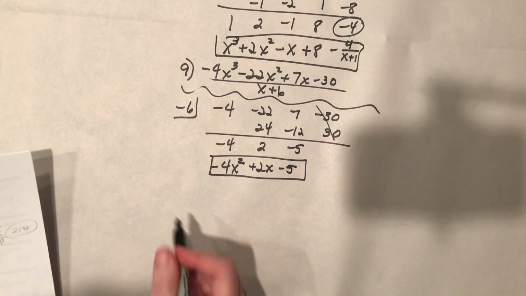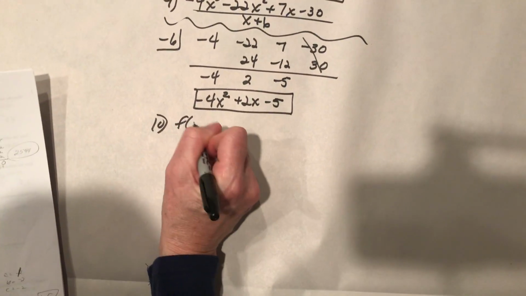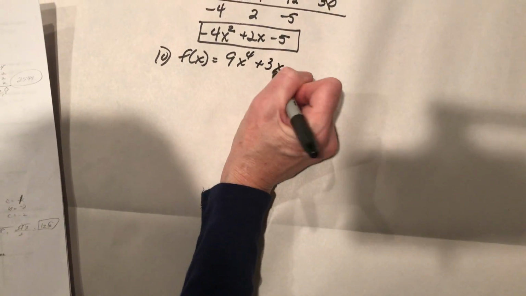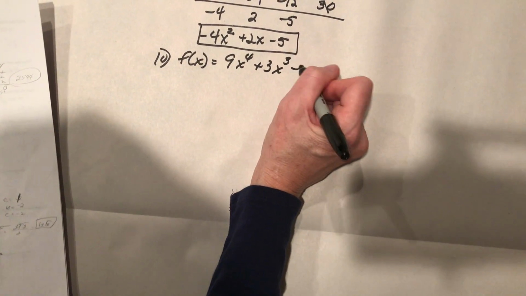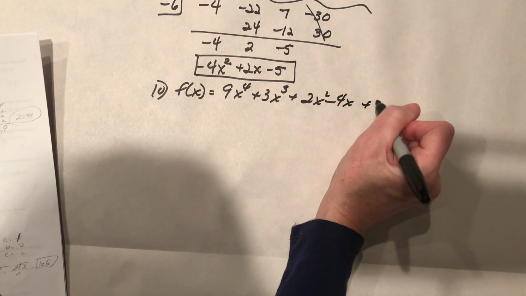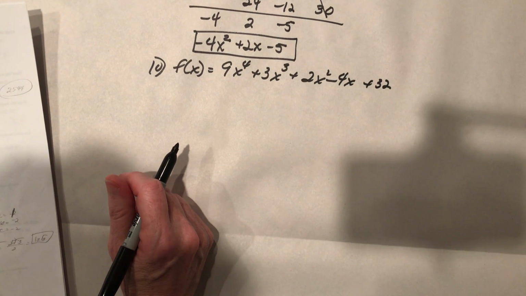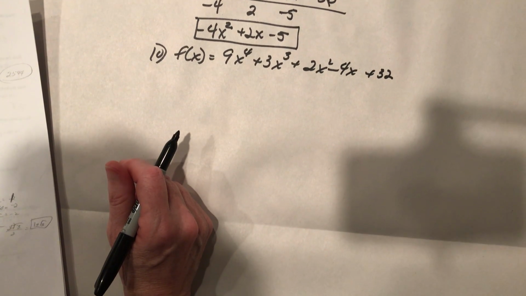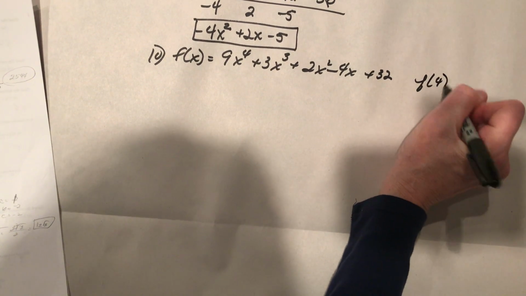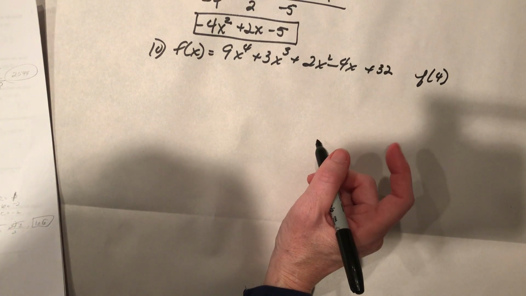Let's move to number 10. Here the function is 9x to the 4th plus 3x cubed plus 2x squared minus 4x plus 32. And it's asking you to use synthetic division and the remainder theorem to find the indicated function value. Well, the indicated function value is f of 4. So they're asking us to find f of 4.